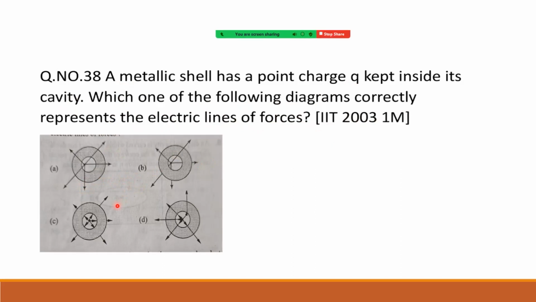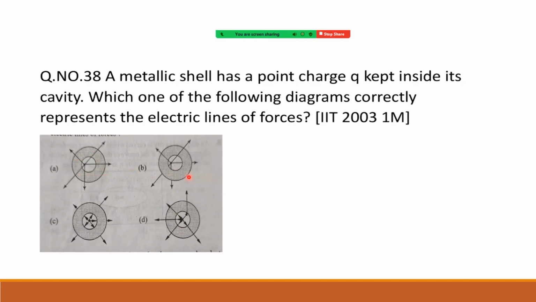Now see, first of all, which options we can eliminate. Option A, not possible. Option B, not possible. And option D, also not possible. The reason is, this is now a conducting substance, right? In the conducting substance, the field will be zero. So no field lines through the conductor. So here we have field lines. That's why A is not correct.